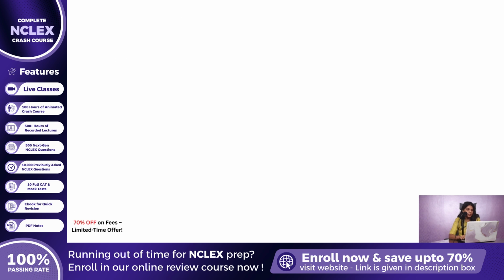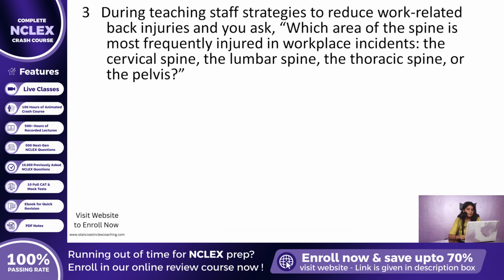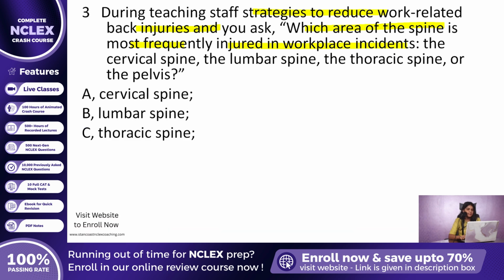Question 3. Moving now to occupational health. Imagine you're teaching staff strategies to reduce work-related back injuries, and you ask, which area of the spine is most frequently injured in workplace incidents? The cervical spine, the lumbar spine, the thoracic spine, or the pelvis? Here are the options. A. Cervical spine. B. Lumbar spine. C. Thoracic spine. And D. Pelvis. The correct answer is B.